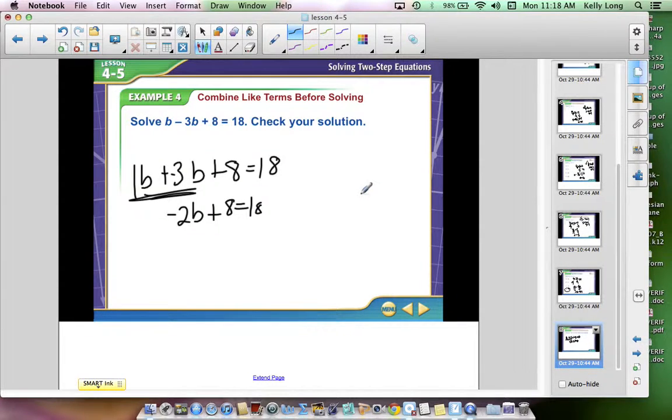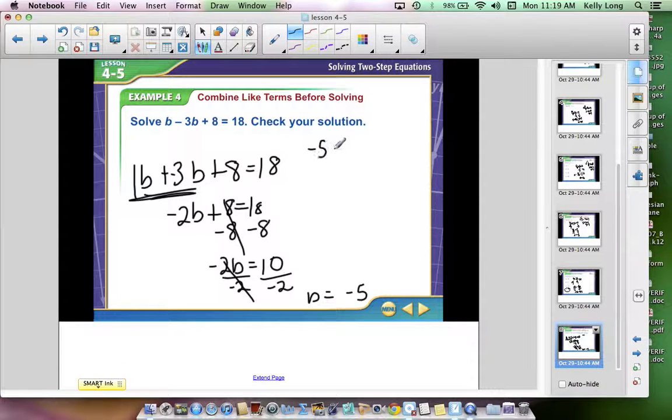Now it's just like what we've been doing the whole rest of this lesson. What's attached to my b? A times negative 2 and a plus 8. Well, what's going to get rid of the plus 8? Let's subtract 8 from both sides. Those cancel out, giving me negative 2b equals 18 minus 8, which is 10. I want to get the b by itself. What's going to get rid of multiplying by a negative 2? Divide by a negative 2. Those cancel each other out, and I'm left with b equals 10 divided by negative 2, which is negative 5.